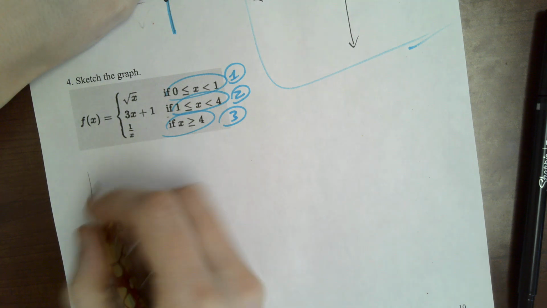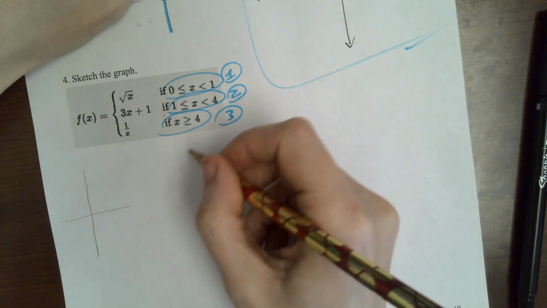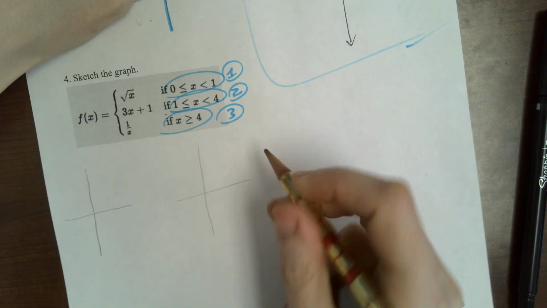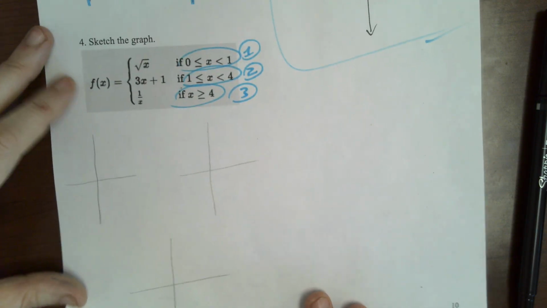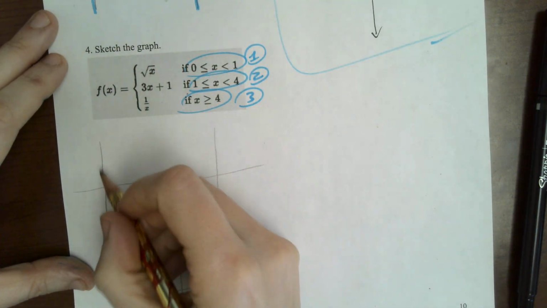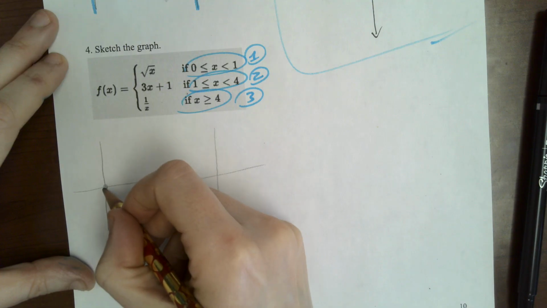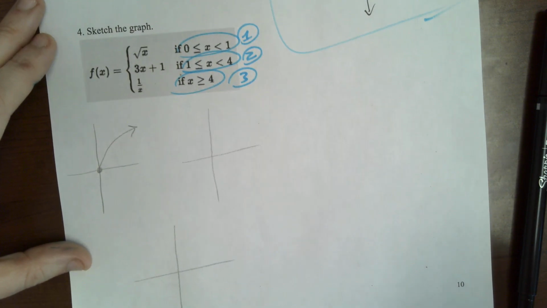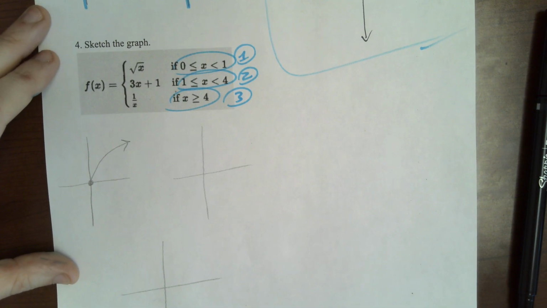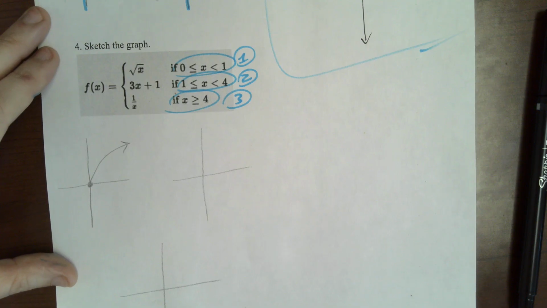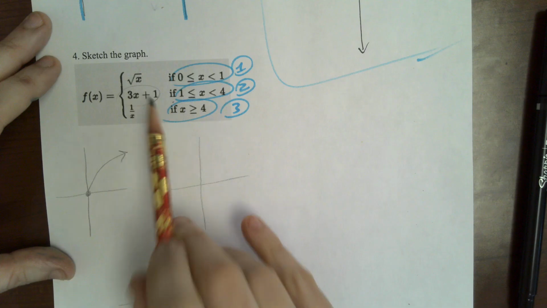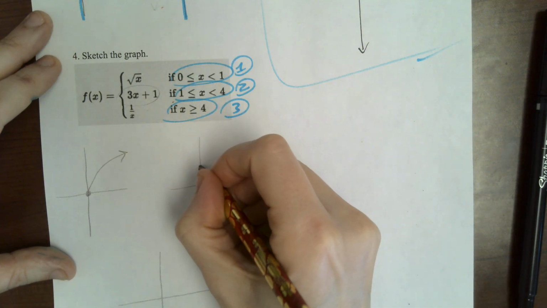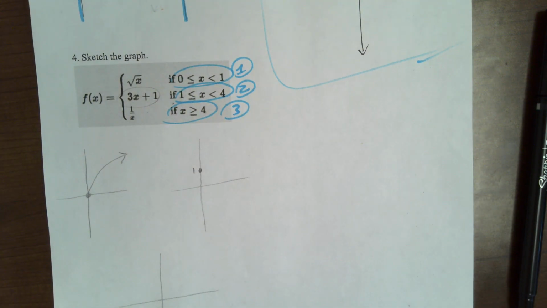Okie dokie. So the first one is square root of x, which looks like that. And then we got 3x plus 1. Guys, here's a nice quick way of sketching a line. What's the y-intercept? The y-intercept is 1, so I'll just put 1 there. Now, ask yourself, is this an increasing or a decreasing line?